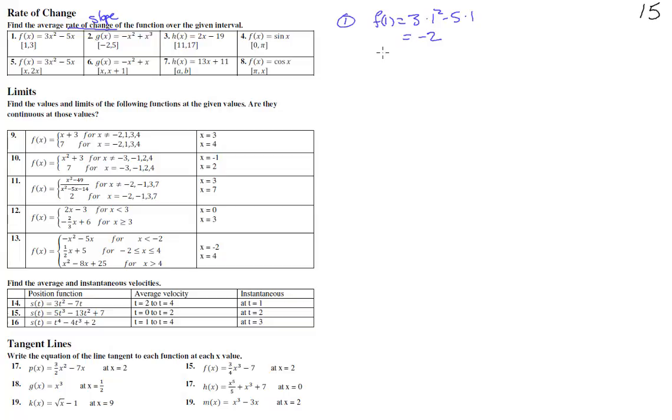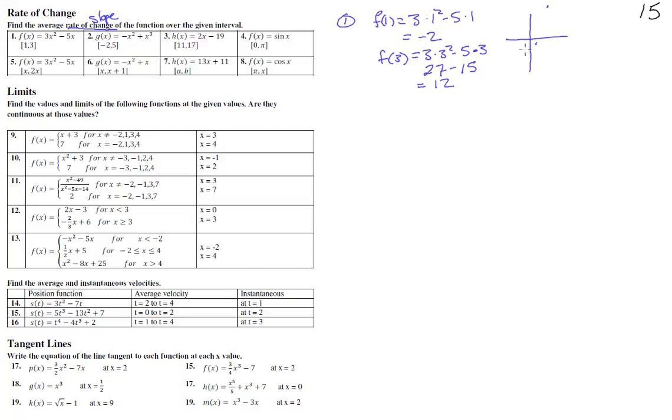And at the end of the interval, let's stick in 3, and we get 3 times 3 squared minus 5 times 3. And we have 27 minus 15, that's 12. So over this interval, we rose from negative 2 to 12. So if we get the slope, well, let's look at it. We know that f of 1, we're at negative 2, and f of 3, we're way up here at 12.